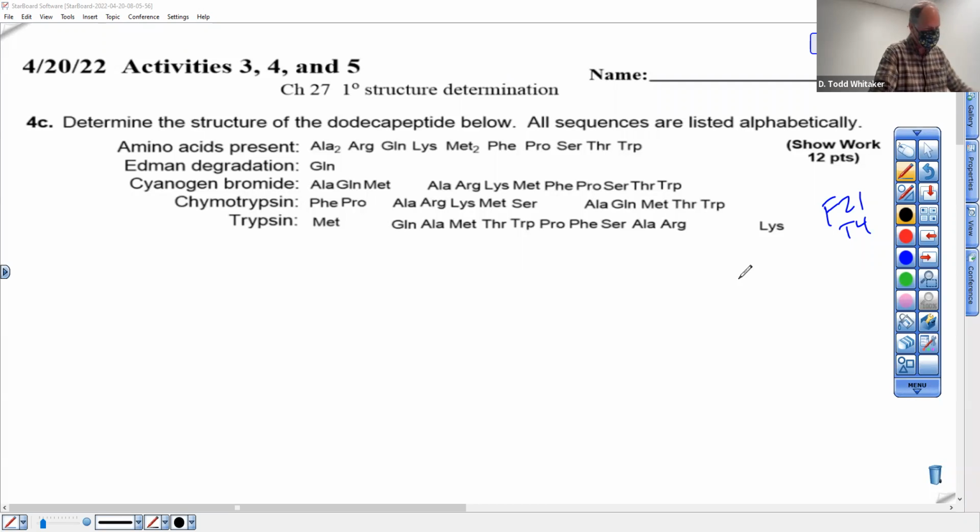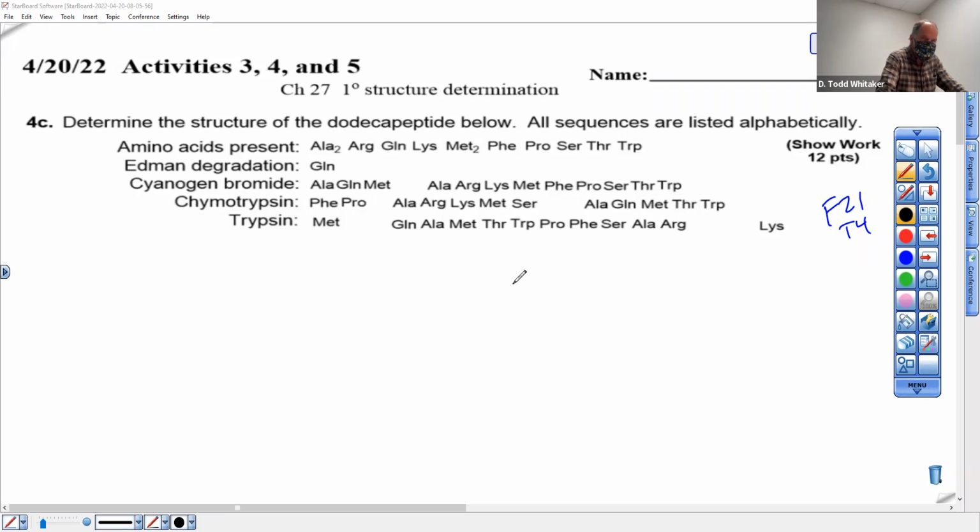We're going to continue our discussion of primary sequence determination for proteins with an exam problem from Fall 21, Test 4. We have to figure out a 12-carbon polypeptide, a small protein. Here are the 12 amino acids listed alphabetically. The 2's just means there's 2 alas and 2 mets.